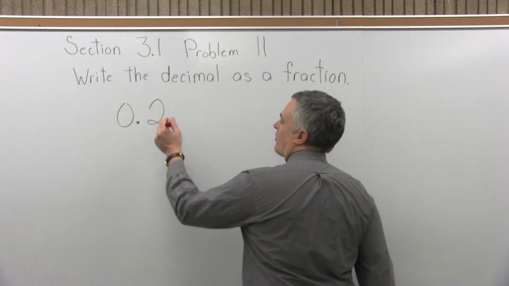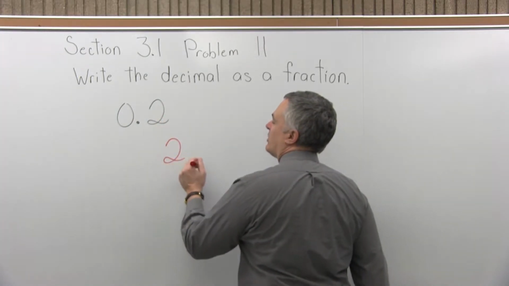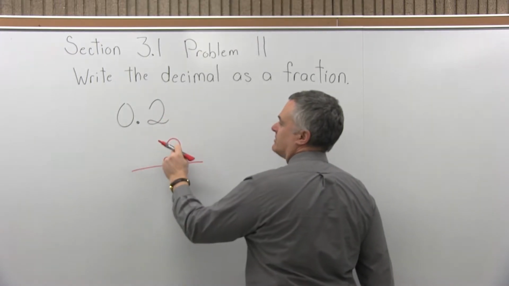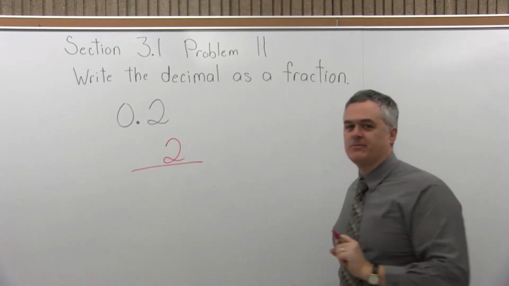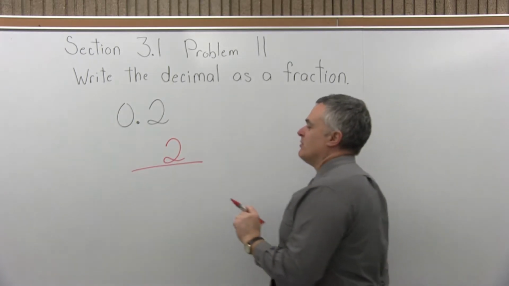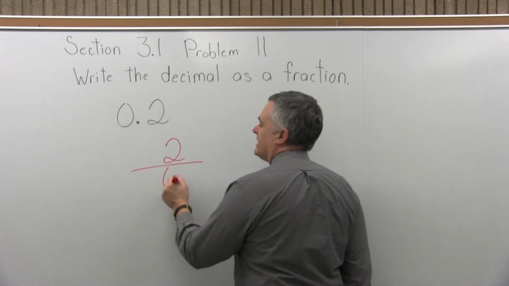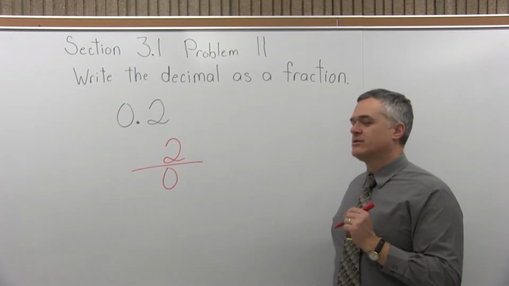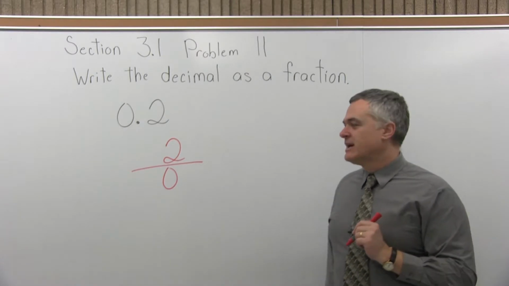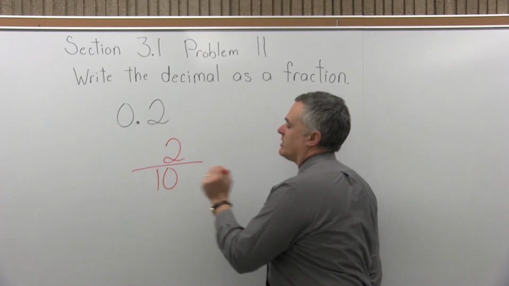Step 1, write what is after the decimal point in the numerator of a fraction. So after the decimal point is a 2, I put that in the numerator of a fraction. Step 2, put a 0 under each digit in the numerator. One digit in the numerator, so one 0 goes in the denominator. Step 3, put a 1 in front of the bottom zeros.